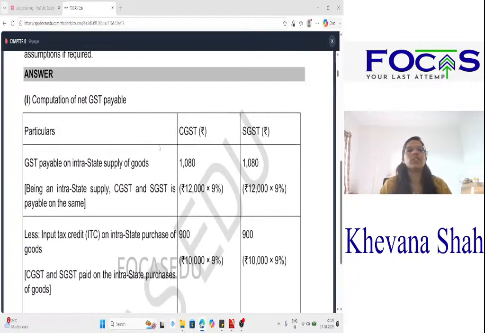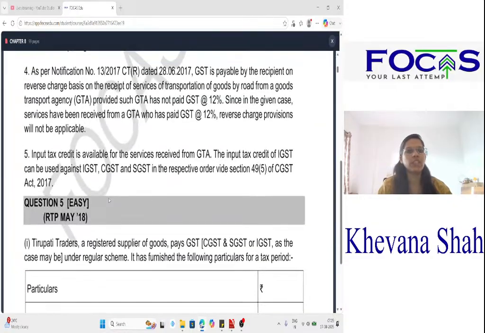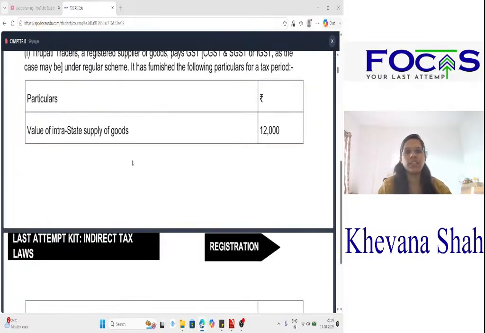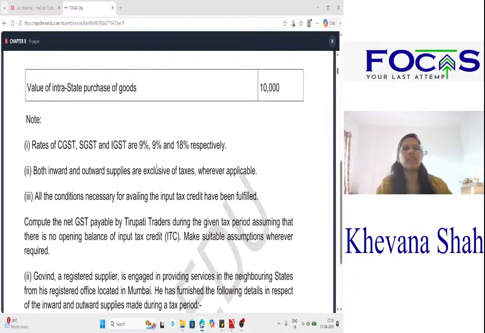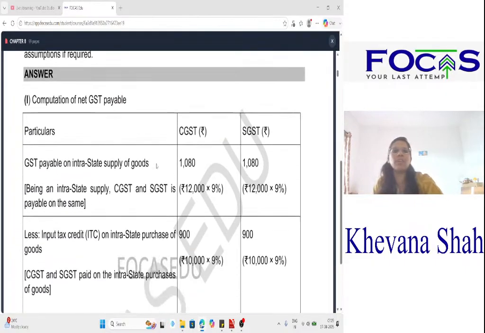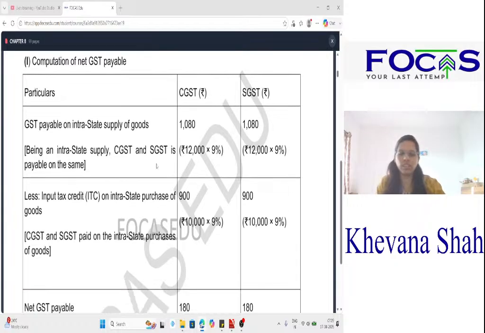Okay, so let's see the answer. GST payable on interstate supply of goods. Being an interstate supply, GST, CGST and SGST will be payable. The first one we had, value of interstate supply of goods, 12,000, and second we have 10,000. On this 12,000, first we will take 9%, 9%, which will come to 1080 each.